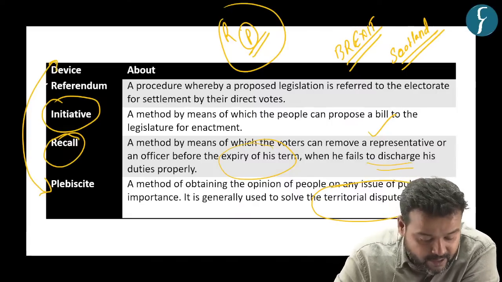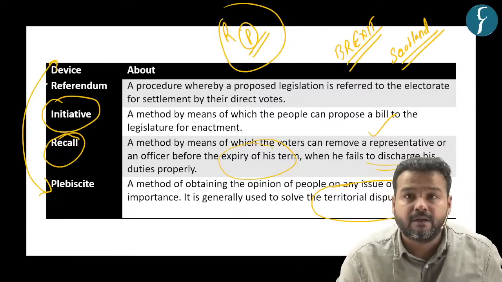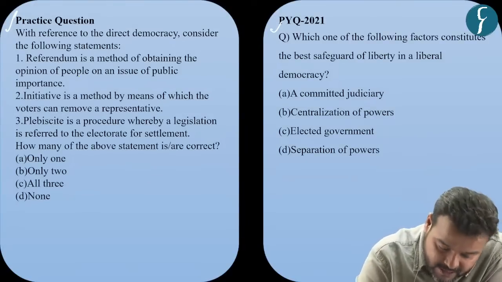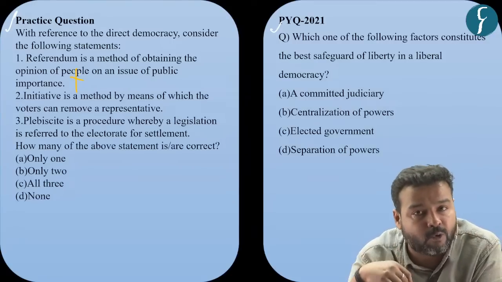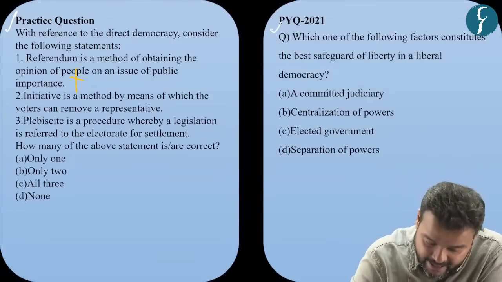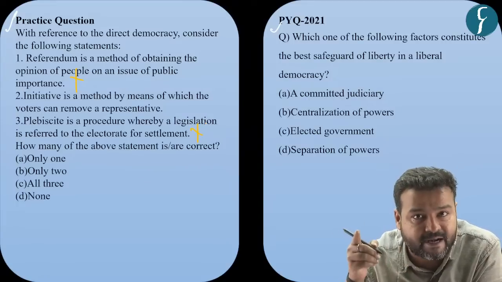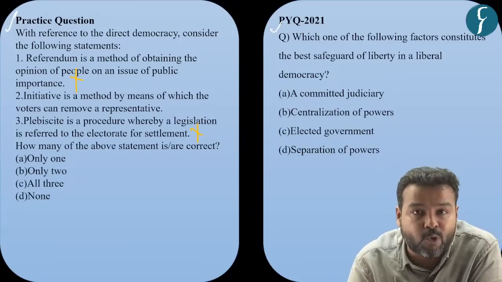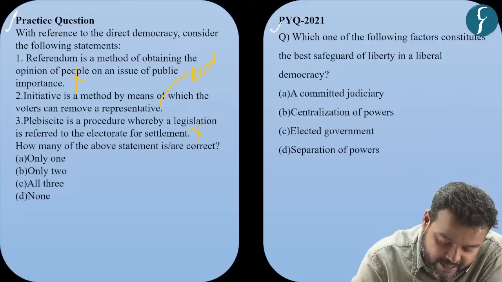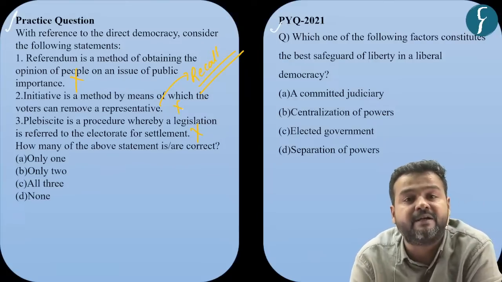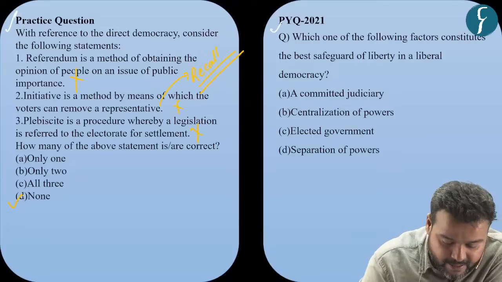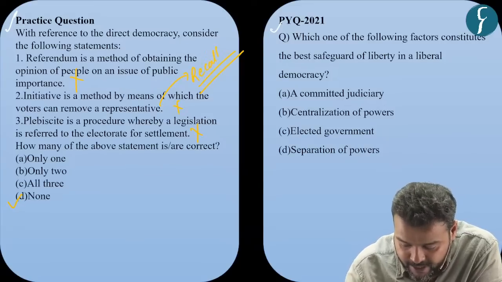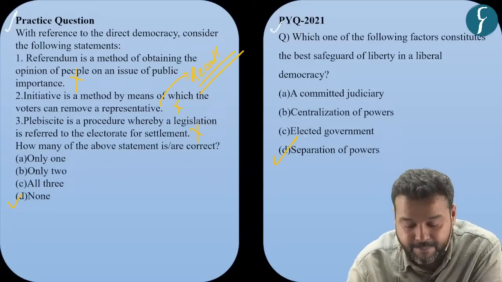So now try to attempt this question. That referendum is a method of obtaining of public importance. No, this statement is more true or more aligned with the plebiscite, and so is the case with the statement of plebiscite, which is also incorrect. Initiative, the statement for initiative is more of a statement for recall or definition of recall. So this statement is also incorrect. So our answer would be none. That is, none of the statements are correct. Now the answer for this PYQ is D, that is separation of power.